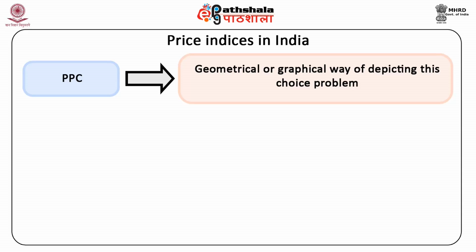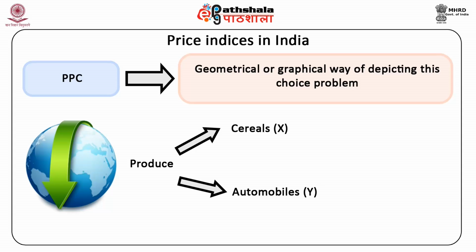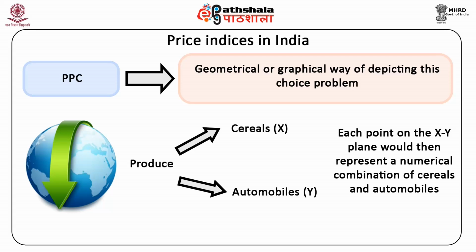Let us say that a society or economy, using all its resources fully, has the option of producing any combination out of a maximum of, say, cereals represented by the symbol X and the maximum of automobiles by Y. Let us represent cereals X on the horizontal axis and automobiles Y on the vertical. Each point on the xy plane would then represent a numerical combination of cereals and automobiles.